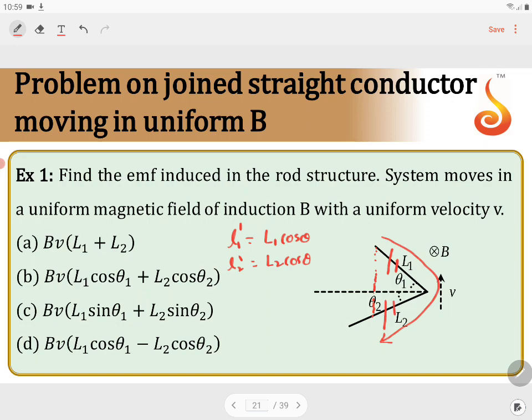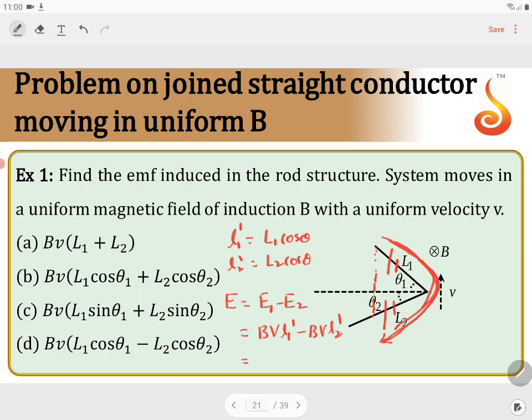They are in series. So if you want to calculate the entire motional EMF, then you have to travel from here to here. While traveling from here to here, they are with the opposite polarity. So the net EMF is given by the EMF in the first rod minus the EMF in the second rod. So that is BV L1 dash minus BV L2 dash.